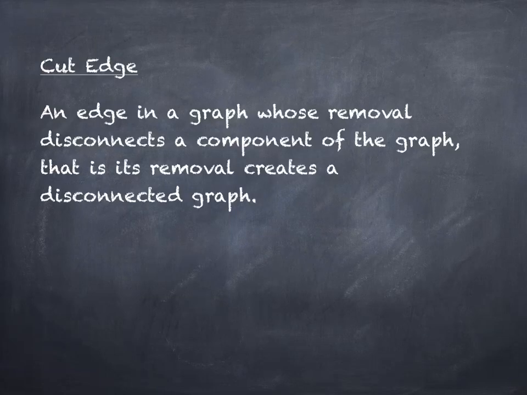All right, so a cut edge is an edge in a graph whose removal disconnects a component of the graph. And this is one of the reasons I wanted to talk again about connectedness, the idea of being a connected graph. In other words, if we remove one of the edges, I change my graph from being connected to being disconnected. Okay, so an edge that has that feature is called a cut edge. And I'll draw you a picture here in just a second after you guys have written this down.